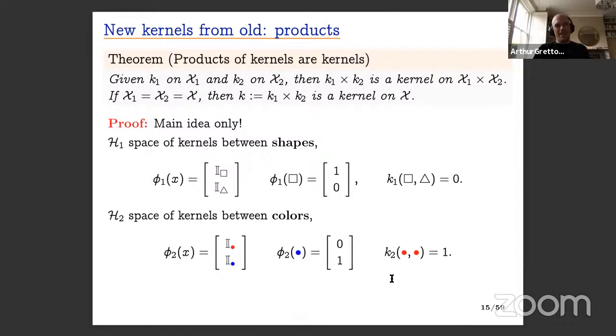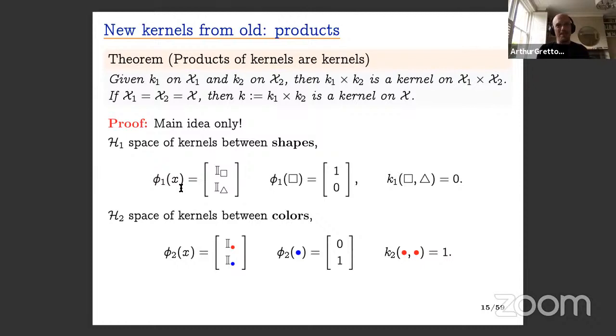So, this is one way of combining kernels on different views of objects and getting a more complicated kernel. Another way of combining two kernels is using products. If I have two kernels, the product of the kernels is a kernel. And this one actually has a very simple proof. So I'm going to show you how this is proved right away.